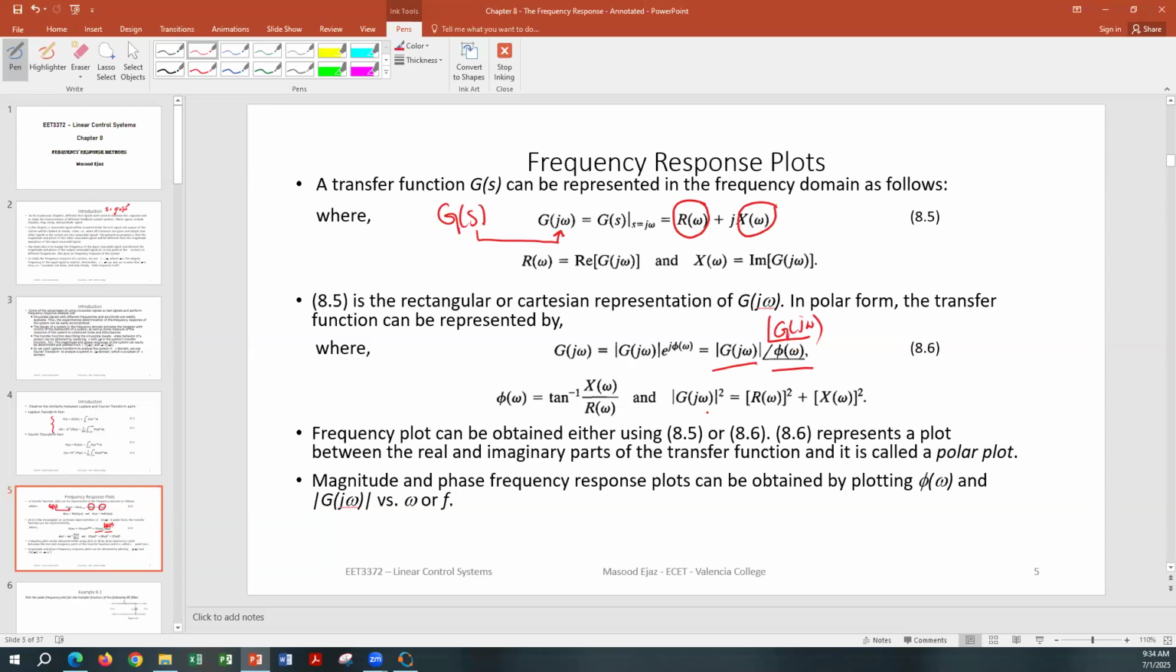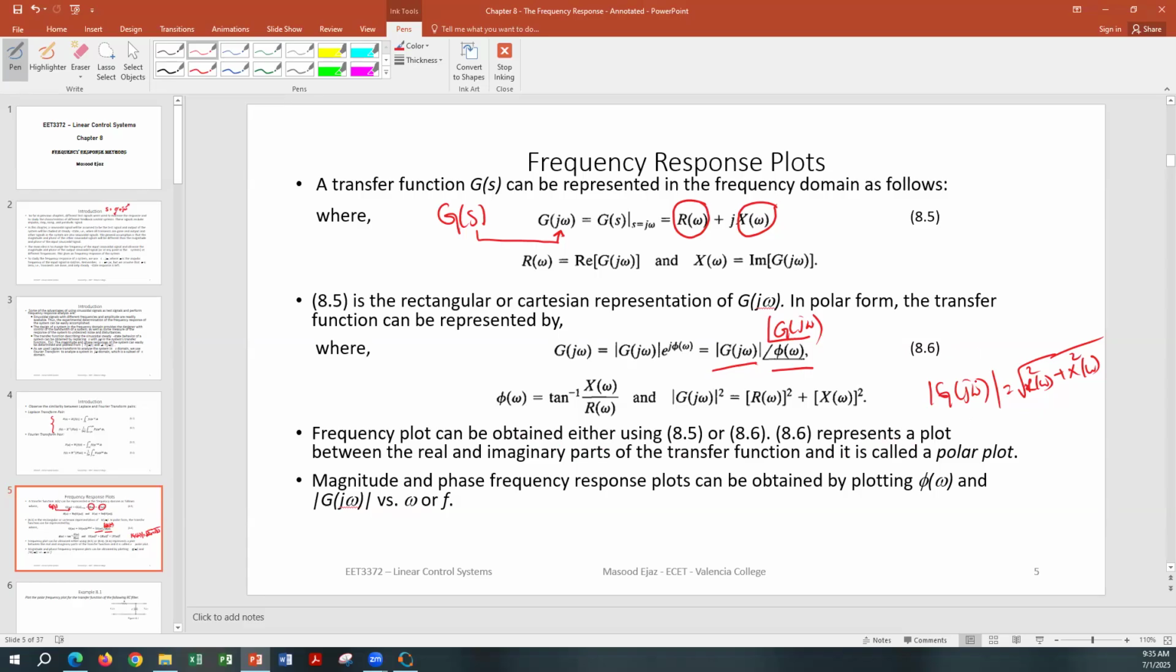And of course, the magnitude is calculated by: the magnitude of G(jω) is the square root of R(ω) squared plus X(ω) squared. So everyone knows how you calculate the magnitude of a complex number. And of course, the phase of the complex number is given by this again, and you don't really have to use this. In MATLAB, the angle function works for the angle, and the abs function works for the magnitude.